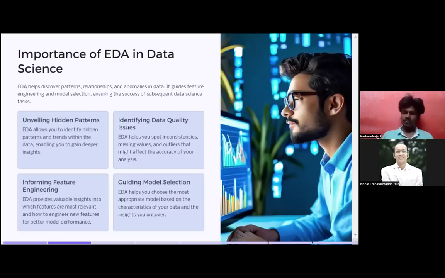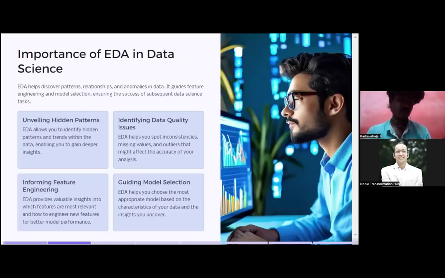Yes. So again, these are the very important aspects of EDA, which helps to discover the relationships. Anomalies: you need to see the outliers, you need to see anomalies in the data. And feature engineering, model selection, and ensuring the success of the subsequent data science tasks. So those are unveiling hidden patterns. You need to find the hidden patterns which are not normally visible in the data.